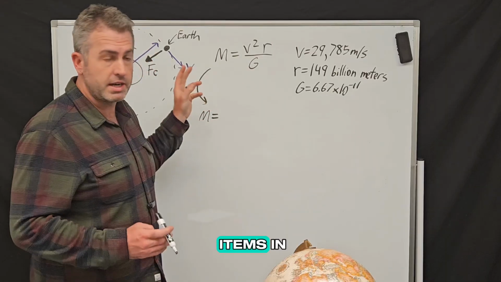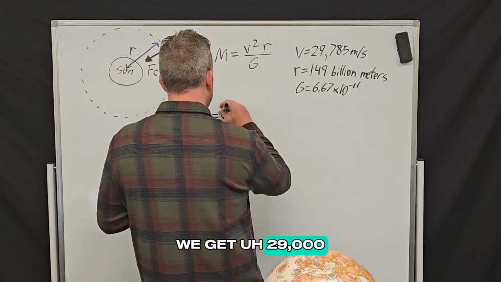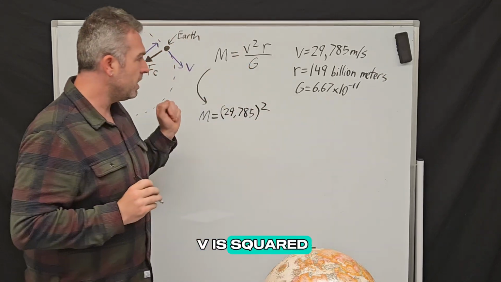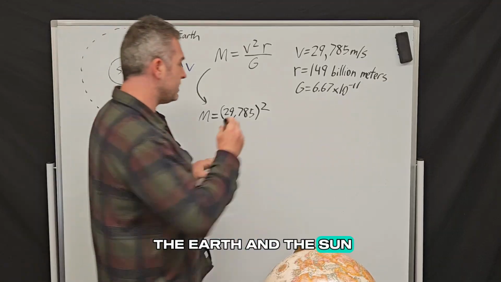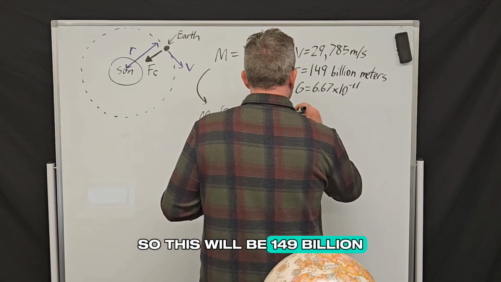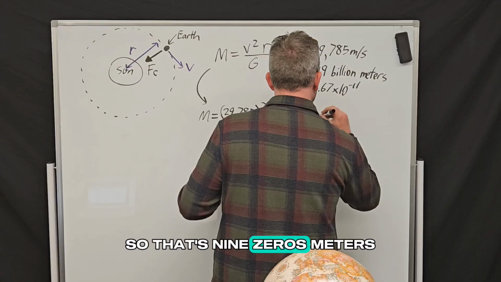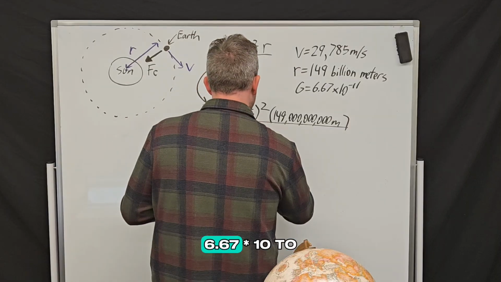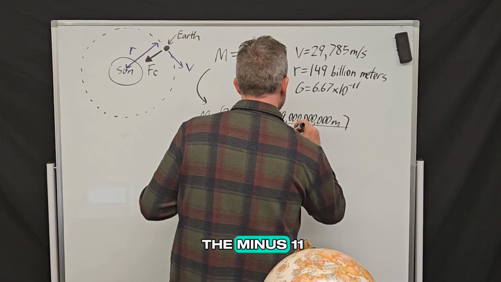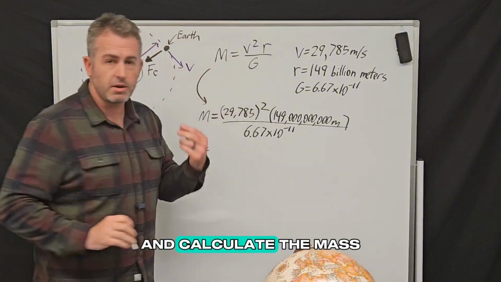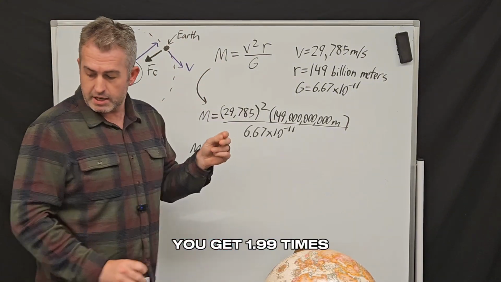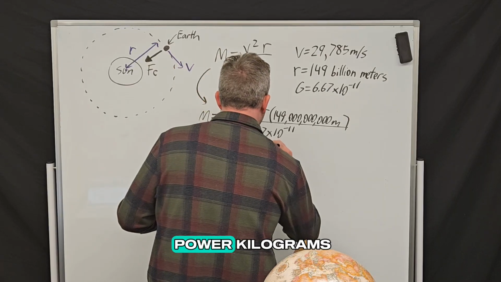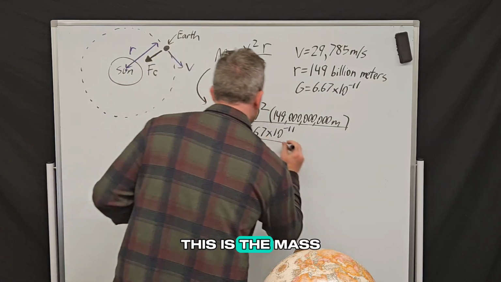So if we plug all three of those items in, we get 29,785 squared, because the v is squared, multiplied by the distance between the Earth and the sun. So this will be 149 billion, so that's 9 zeros, meters. And then that's divided by G, 6.67 times 10 to the minus 11. And so when you plug all of that in and calculate the mass of the sun, you get 1.99 times 10 to the 30th power kilograms. This is the mass of the sun.